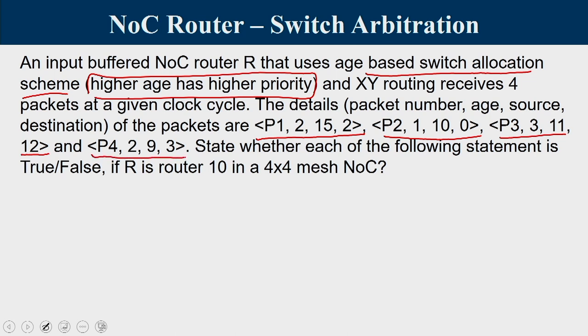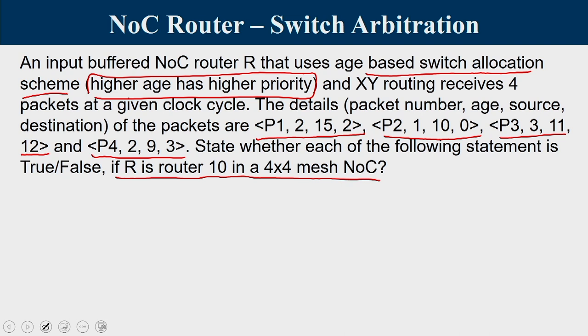Let us try to understand what this representation is. You are talking about a router. State whether each of the following statements is true or false. If R is router 10 in a 4x4 mesh interconnect, then to router 10 in a 4x4 mesh NOC, we are getting 4 packets in a given clock cycle.